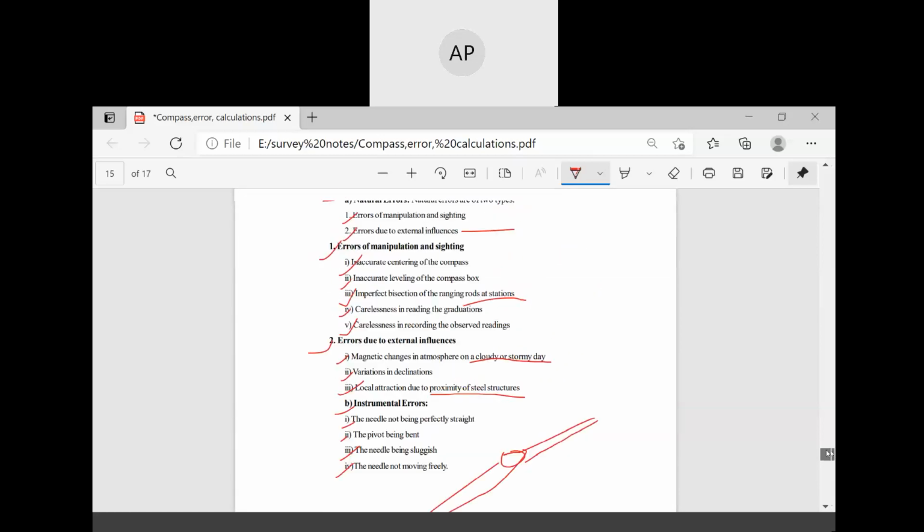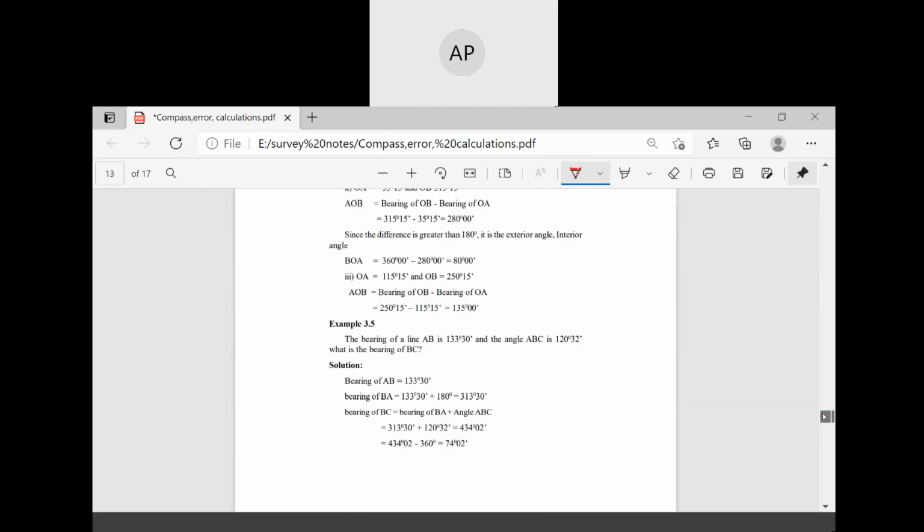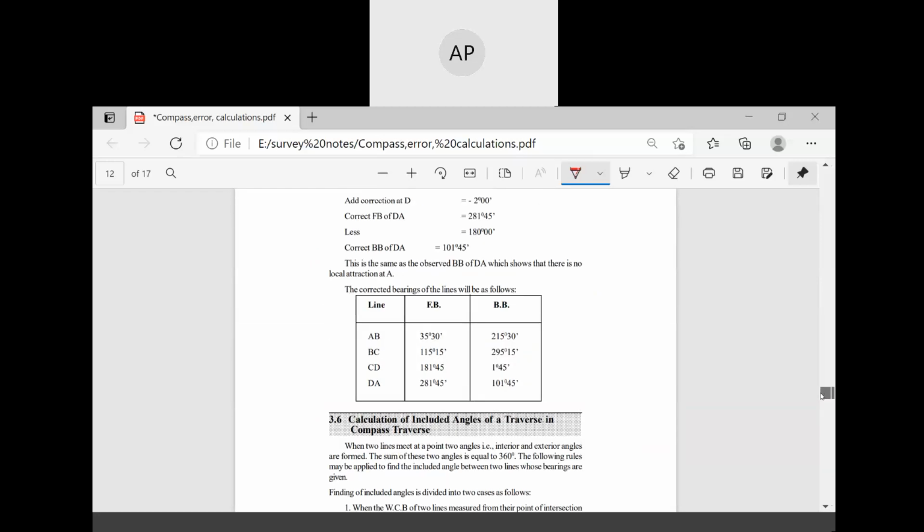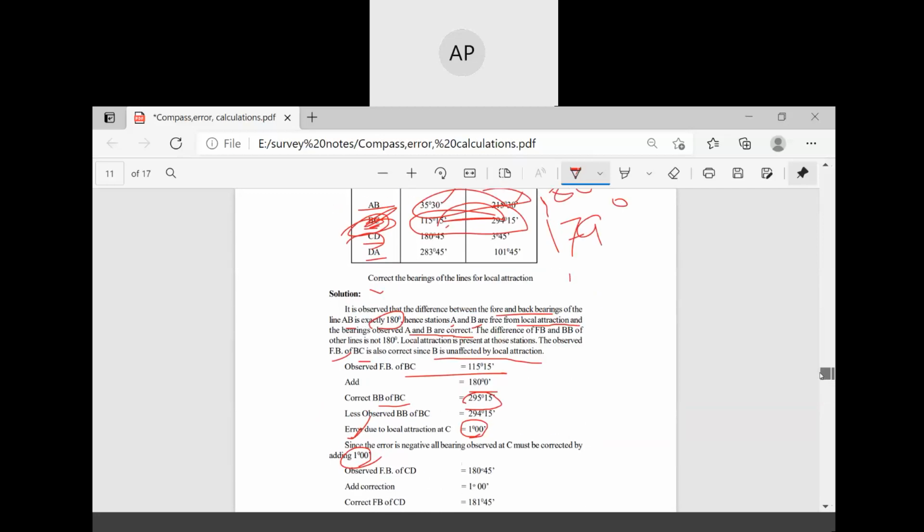Okay, so I'll discuss this problem in the next class, how the local attraction is calculated.